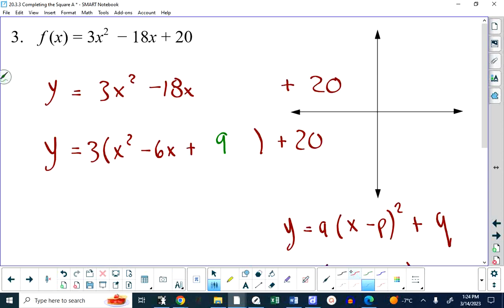It's not 9, because we didn't add 9. Let me repeat that. We did not add 9. What did we add, Jay? 27. We added 27 because we wrote plus 9, but the fact of the matter is there's a 3 in front. So when we wrote plus 9, we've really added mathematically 27. This is what's happened here. So we have to take away 27.